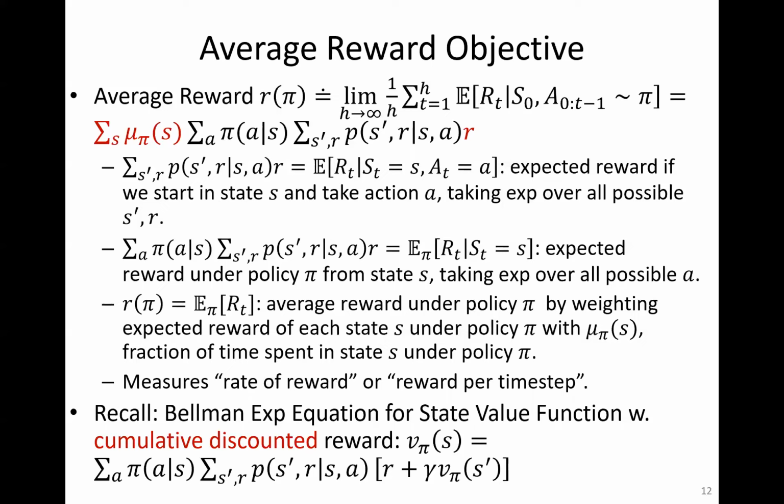So if you compare this to the Bellman expectation equation for a state value function with the cumulative discounted reward, the differences are, first, because average reward is a one-step reward average, we're not adding the additional future term. And also this part is different. This average reward is over a policy for all states, averaged over all states, whereas this V pi is for a single state.